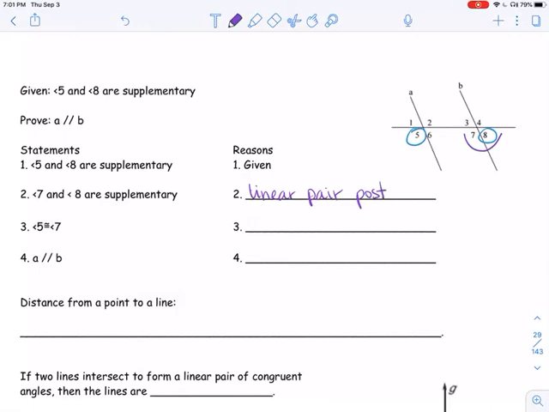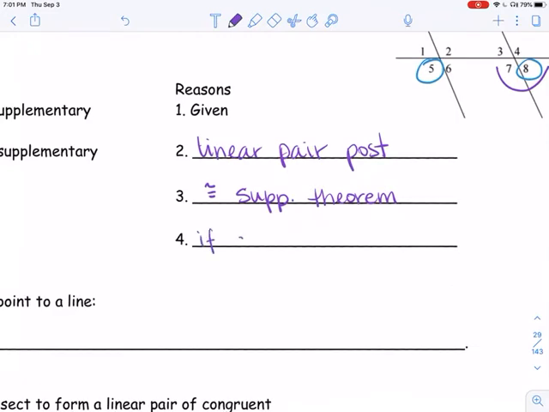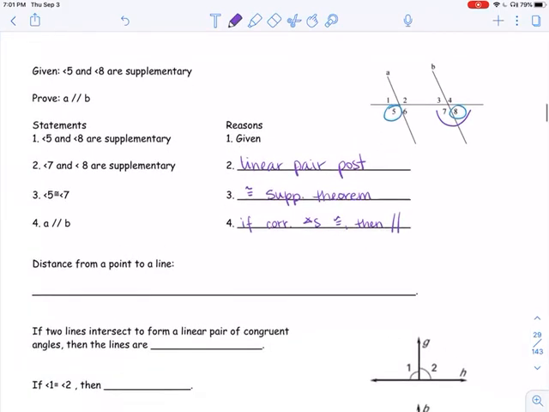So if 5 and 8 are supplementary, 7 and 8 are supplementary, then what that congruent supplements theorem tells us is that 5 and 7 are congruent. So congruent supplements theorem. And then A is parallel to B because if I look at 5 and 7, they are corresponding angles. And if corresponding angles are congruent, then my lines are parallel.